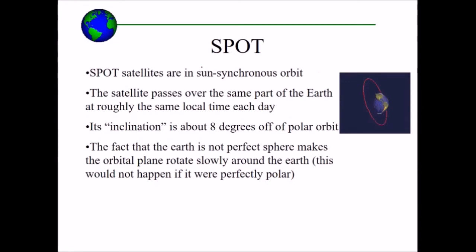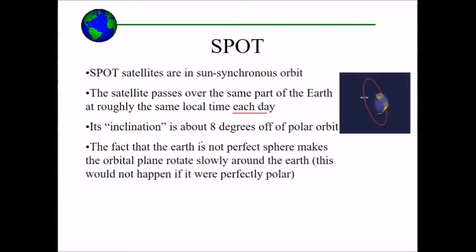Now SPOT satellites are in Sun synchronous orbit. This is the Sun synchronous orbit. The satellite passes over the same part of the Earth at roughly the same local time. This means that if you want the satellite to be there at 10:30 local time, every day it will pass there, though it revolves around the Earth a number of times, for that particular time they see.